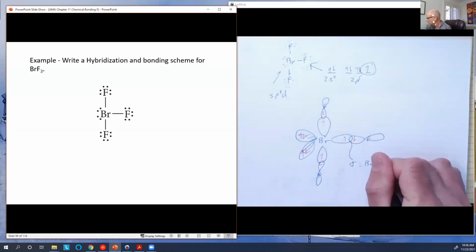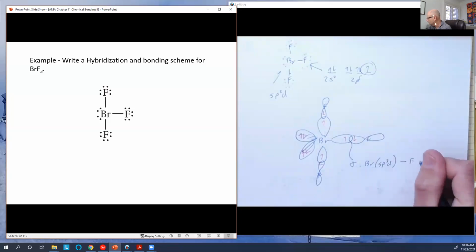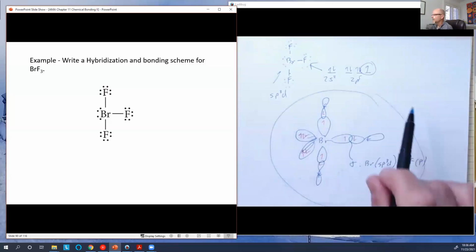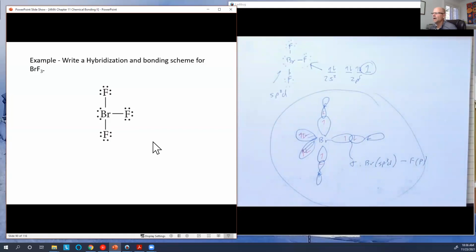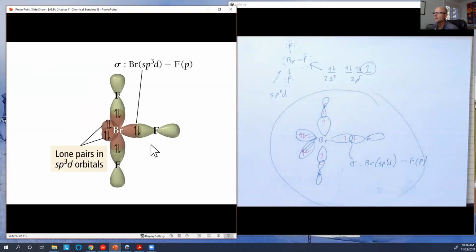Bromine, what kind of hybridization? sp3d, overlapping with fluorine p, right? And there's our valence bond theory treatment of BrF3, okay? Looks like that. Isn't that a little nicer picture? Hopefully you get the idea. Here's just the labeling, showing sp3d overlapping with fluorine p.